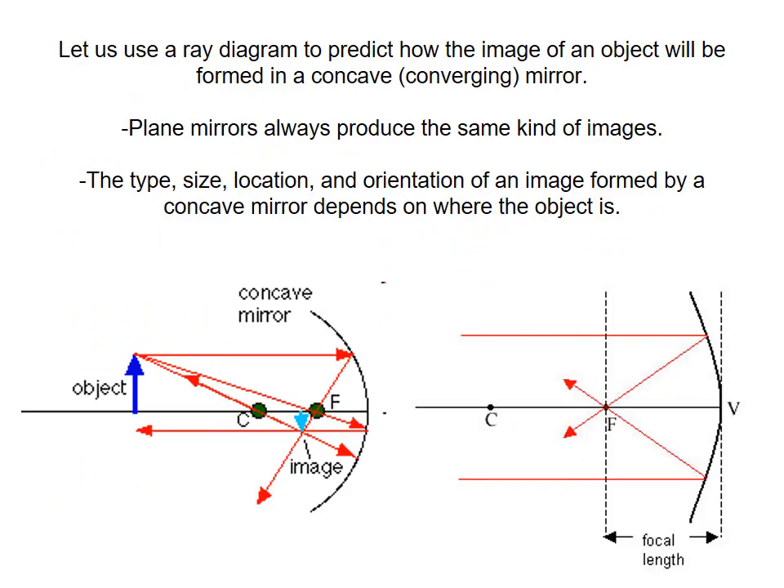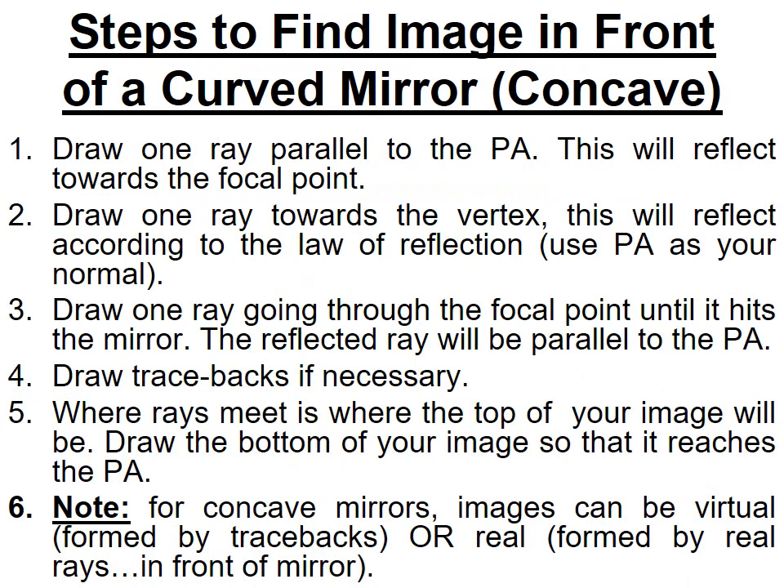So as I mentioned, with a plane mirror, SALT was always the same, regardless of the distance. However, with concave mirrors, which is what we're going to start off with, the image characteristics will vary based on where the object is located, and we're going to take a look at the different cases that we have. So here are the steps for drawing the ray diagrams for curved mirrors, specifically for concave mirrors. We're going to start off with that and then go into convex mirrors at the end.